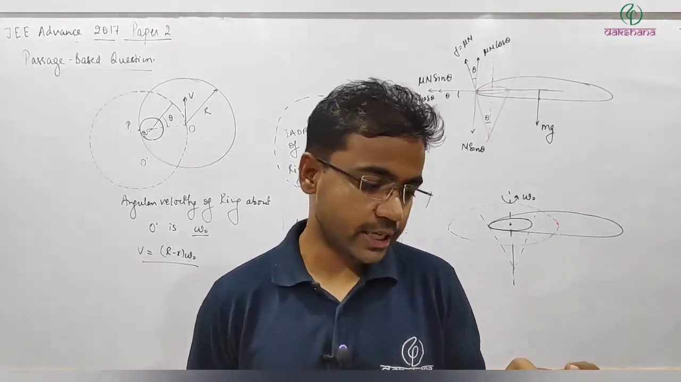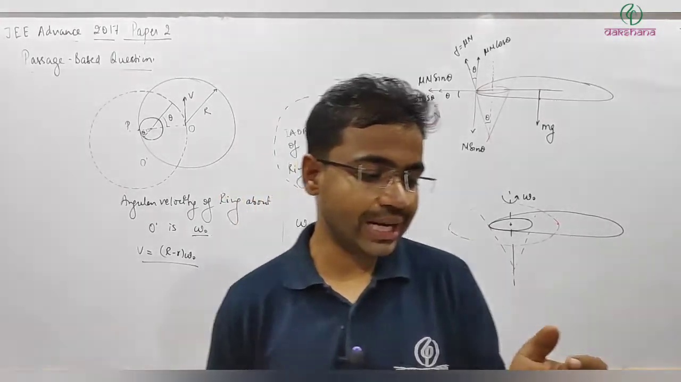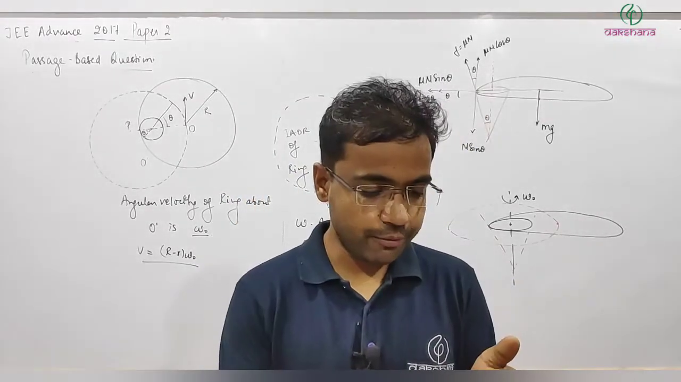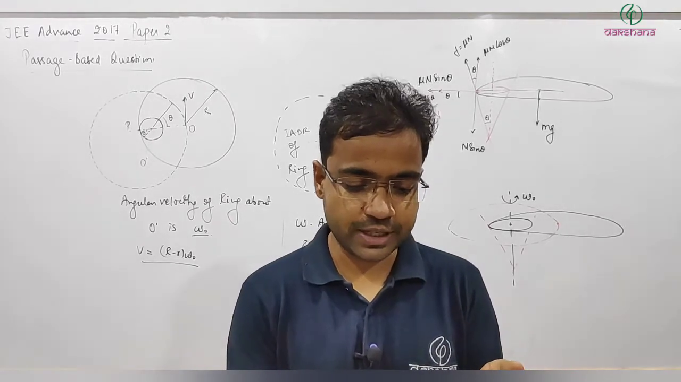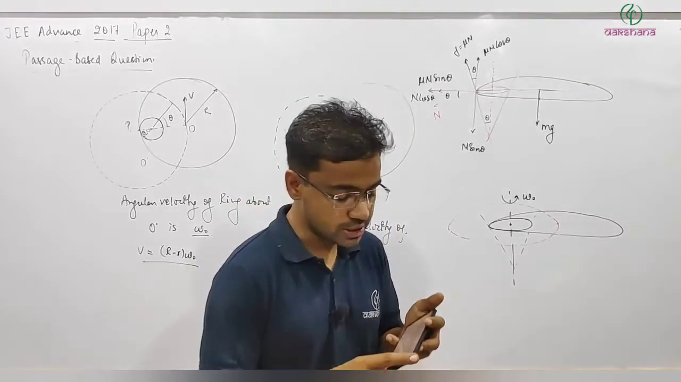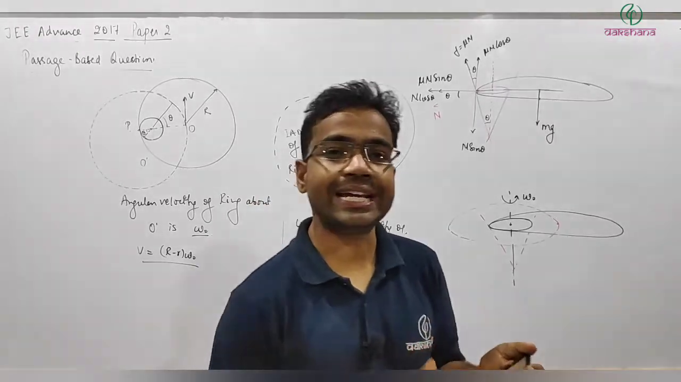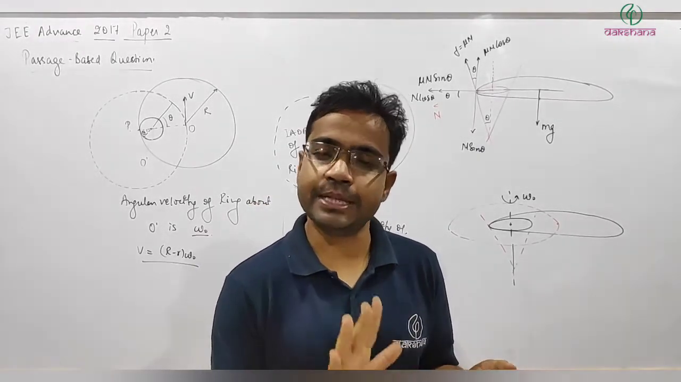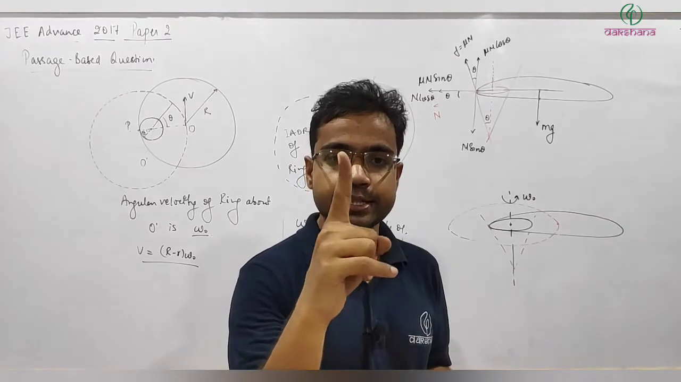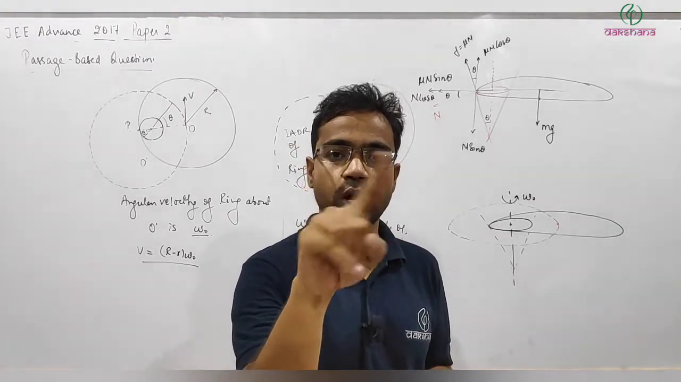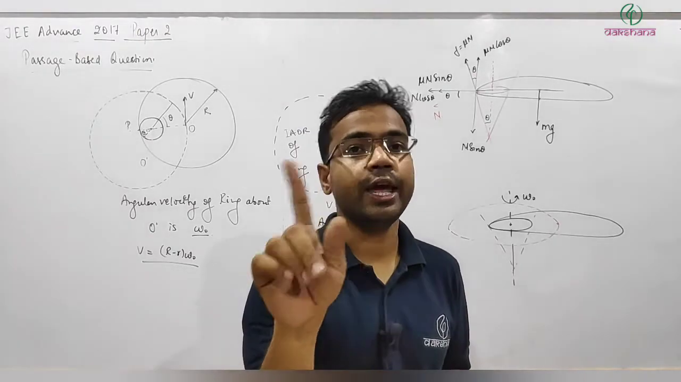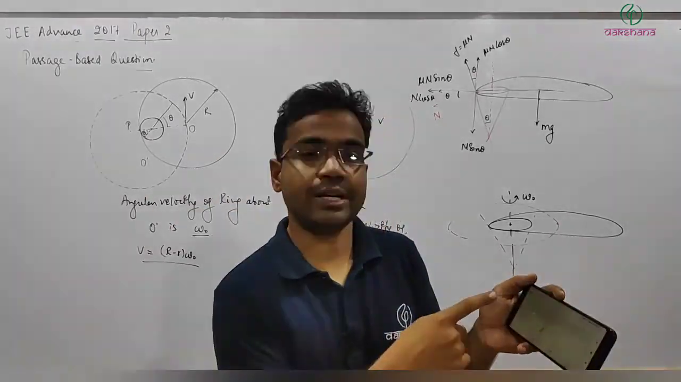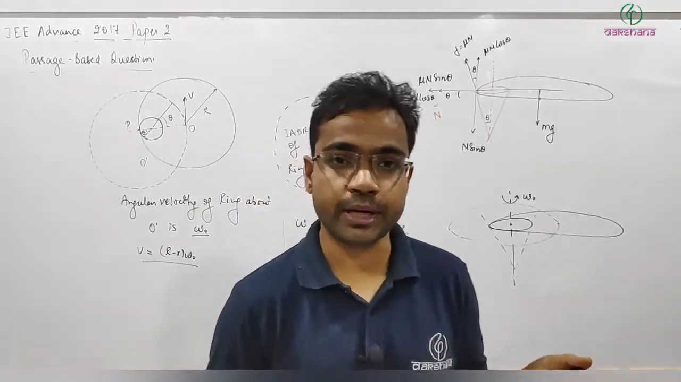So let me first read the passage. It says: a circular ring of mass capital M and radius capital R is rotated near the tip of one's finger, as shown in the figure. If you just look at the diagram, what exactly is happening in the problem, I think everyone is able to understand that. This is the finger, and one person is rotating the finger, and he is also holding one ring, and that ring is also rotating. That you can see in the diagram.